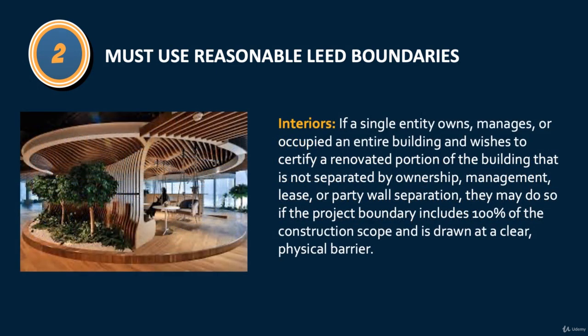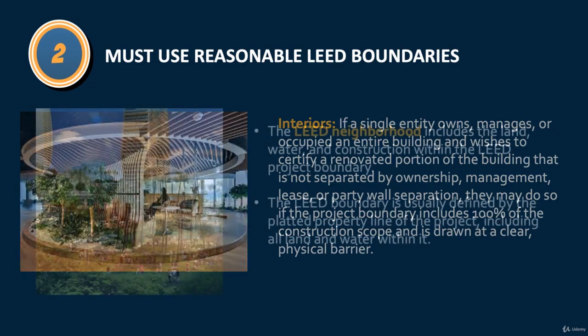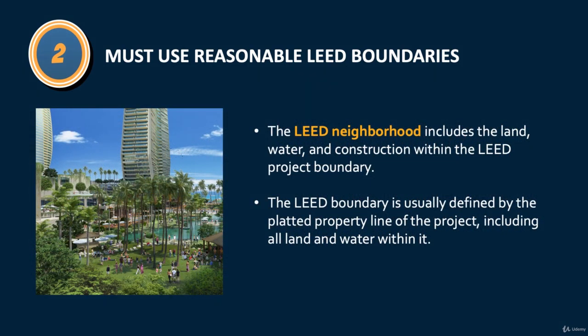Now over to interiors. If a single entity owns, manages or occupies an entire building and wishes to certify a renovated portion of the building that is not separated by ownership, management or lease, they may do so if the project boundary includes 100% of the construction scope and is drawn at a clear physical barrier. Over to neighborhoods. A LEED neighborhood includes the land, water and construction within the LEED project boundary. The LEED boundary is usually defined by the platted property line of the project, including all land and water within it.